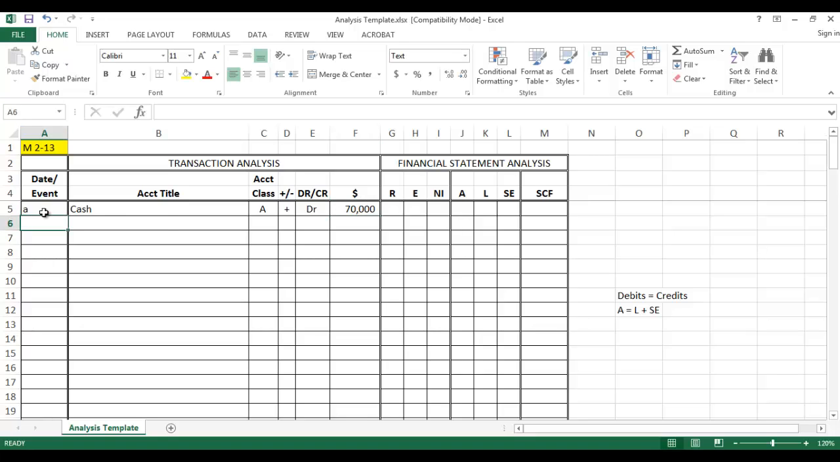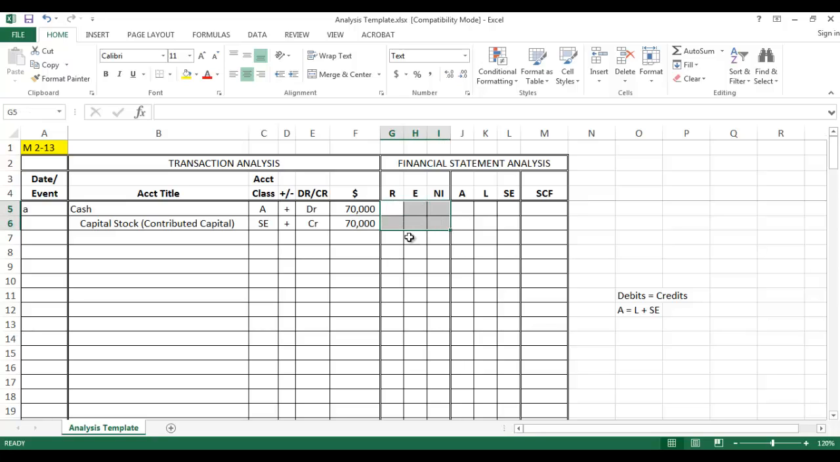Well, why did we receive $70,000 cash? Well, this was money invested by owners, and in exchange for that money, we've issued new capital stock. So I know that the other account I need, the only other account, is capital stock or contributed capital. That's an equity account. Again, we're increasing it because we've issued new stock. Equity accounts are increased by credits. That's the same $70,000.